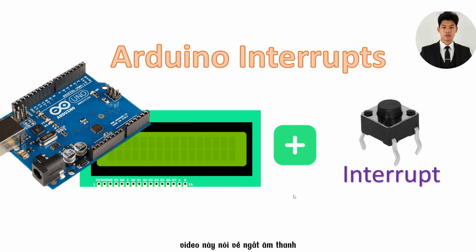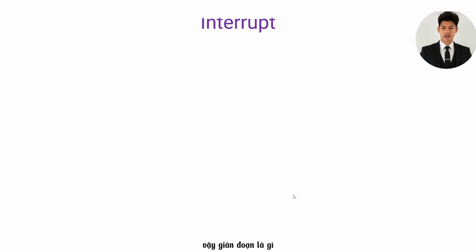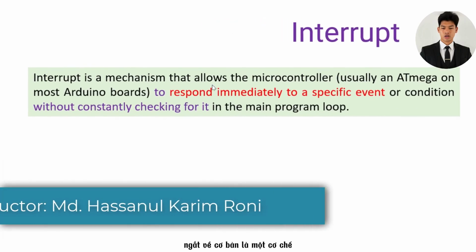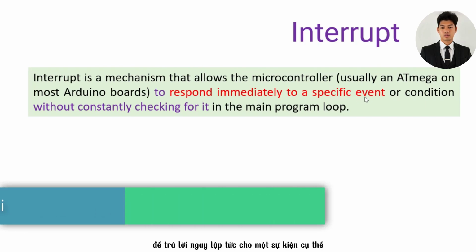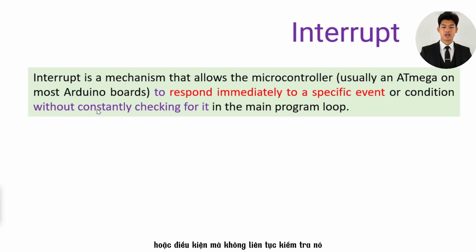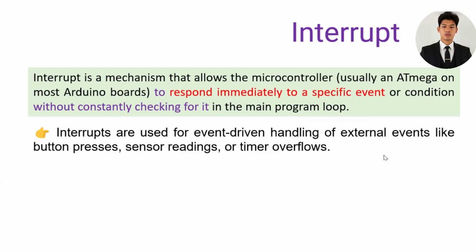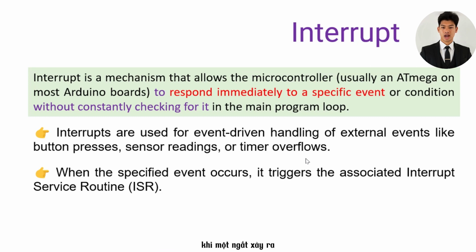This video is about Arduino interrupts. So what is an interrupt? An interrupt is basically a mechanism that allows the microcontroller to respond immediately to a specific event or condition without constantly checking for it in the main program loop, the void loop. Interrupts are used for event-driven handling of external events, like button presses, sensor readings, or timer overflows. When the specified event occurs, it triggers the associated interrupt service routine.